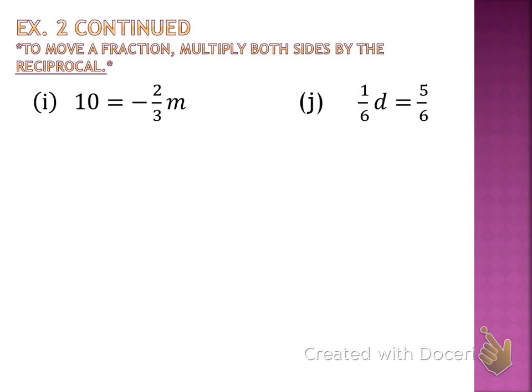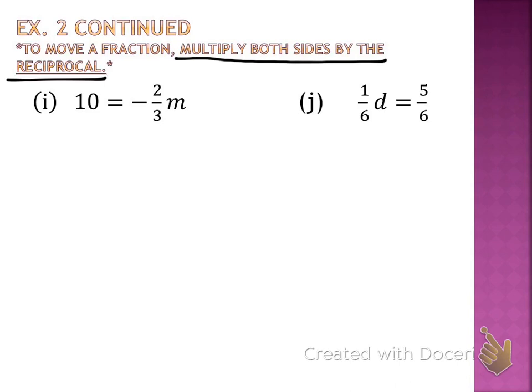So we are going to save ourselves some time. If we're looking at a multiplication problem and the number we have to move is a fraction, we are simply going to multiply both sides by the reciprocal. So without dividing both sides and then flipping things, if the number we're trying to move is a fraction and it's a multiplication problem, we're just going to go ahead and multiply both sides by the reciprocal.